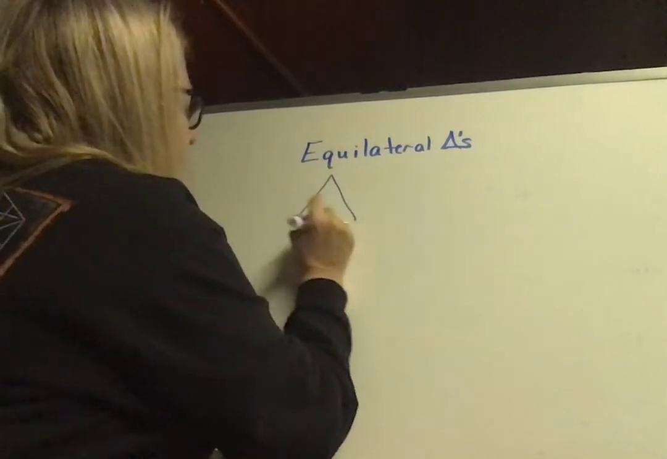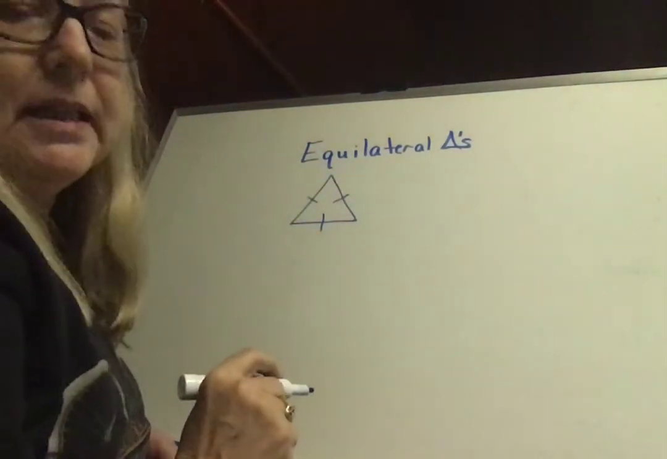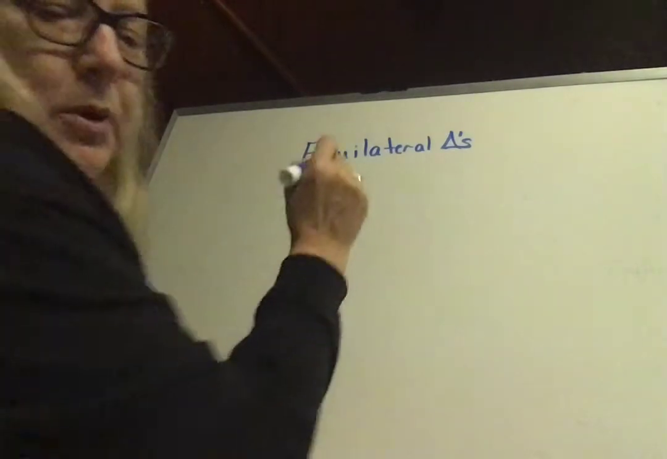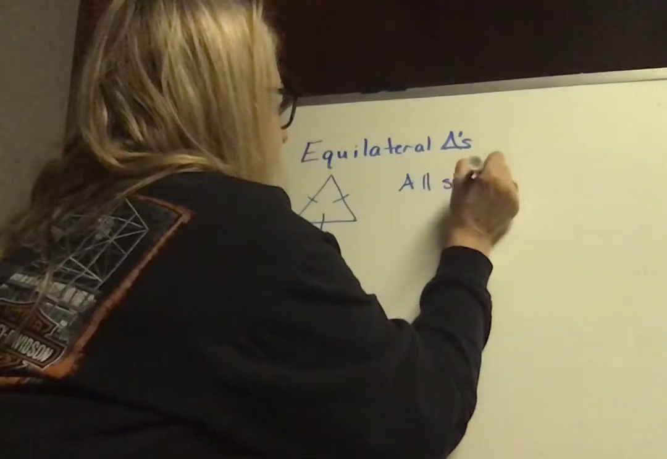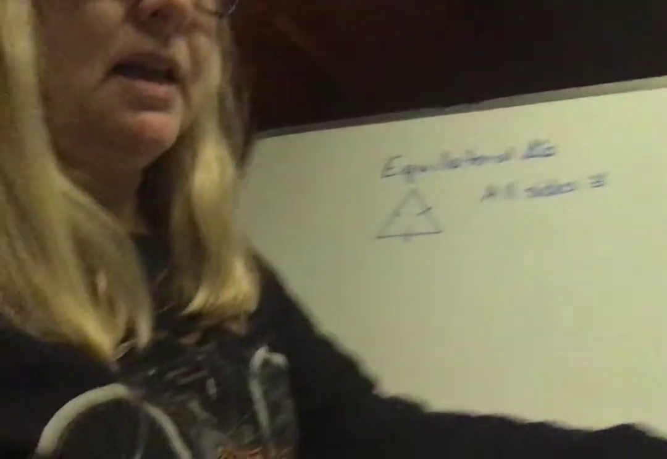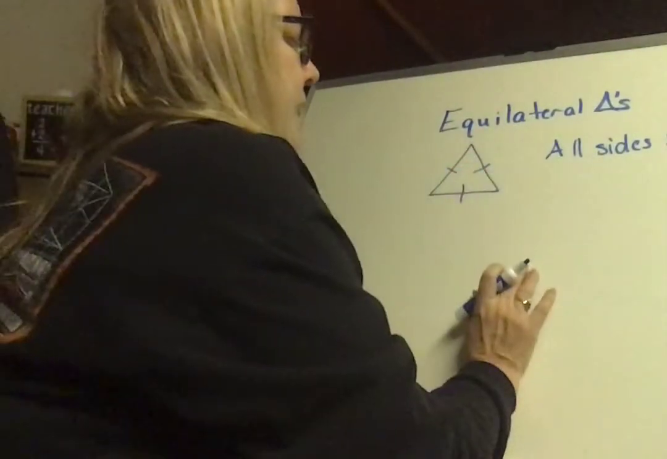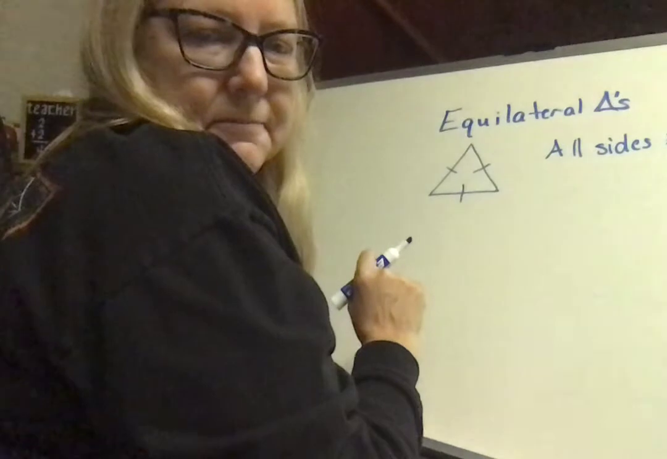If all three sides are the same, they are all equal, that is an equilateral triangle. All sides are the same, are congruent. Okay, now let's look at it. If all three sides are the same, what do you think that does to all the angles?